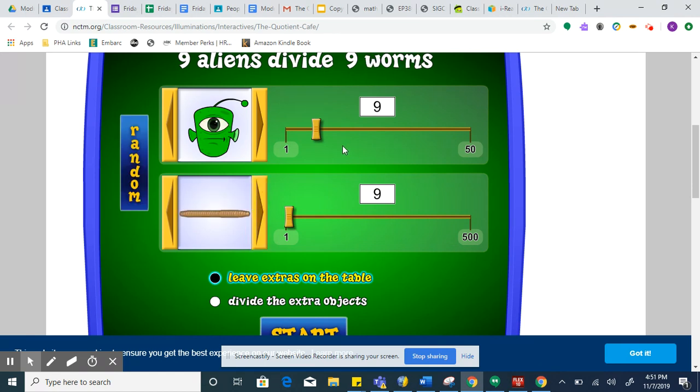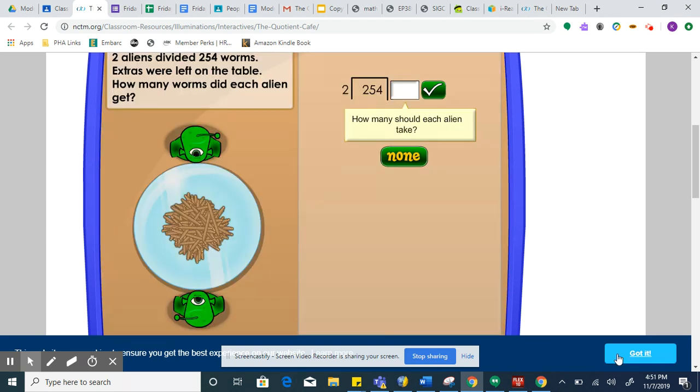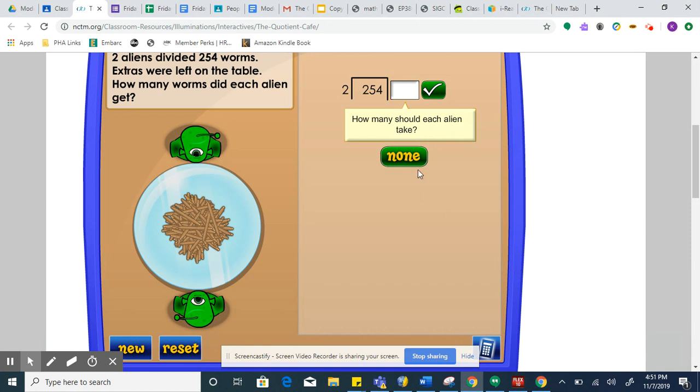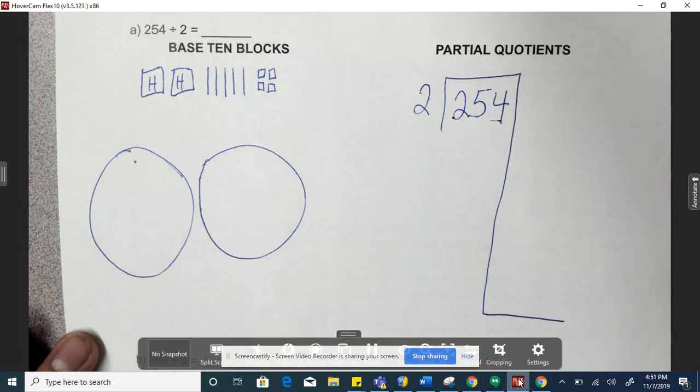There we go. So we're dividing 254. I'm going to put this number here in the bottom. It's 254. And then my divisor, which is 2, is going to go in my top part here. So we're splitting 254 worms between 2 aliens. We're going to press start. All right, so this is the partial quotients that we see on our paper. We're going to go back here.